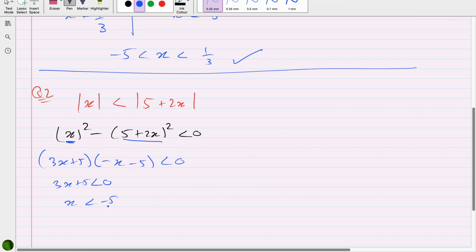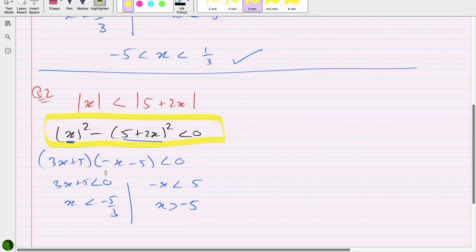x is less than minus 5 by 3. And minus x is less than 5, so x is greater than negative 5. Again, if we just think of simplifying this, I'll get a negative coefficient for x square because of this 2x right here, which would be negative, and that is only x square. So that is a sad face.